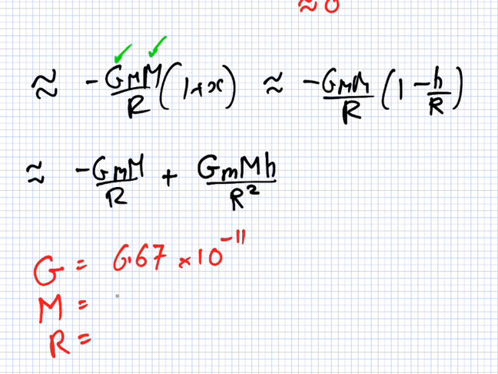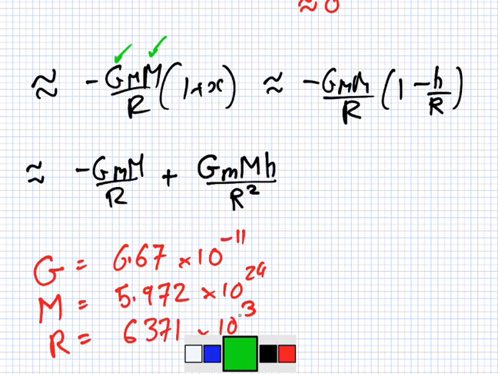That's 5.972 E 24 kilograms. Okay. And then the radius of the Earth: 6,371 kilometers. So times 10 to the 3. Okay, so can you take out your calculators and tell me what you get for this piece here?